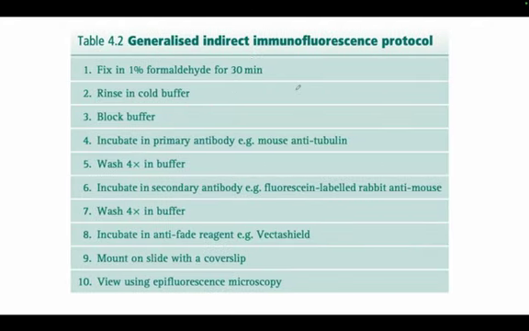Okay? So for that, we need to fix the cell. What that will normally involve is things like cross-linking proteins and so on. That makes sure that everything which is in the cell stays in the same place throughout our imaging and labeling protocols. So we can use something like 1% formaldehyde. There are other fixing agents.